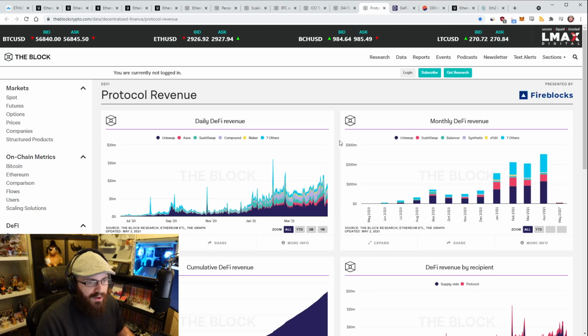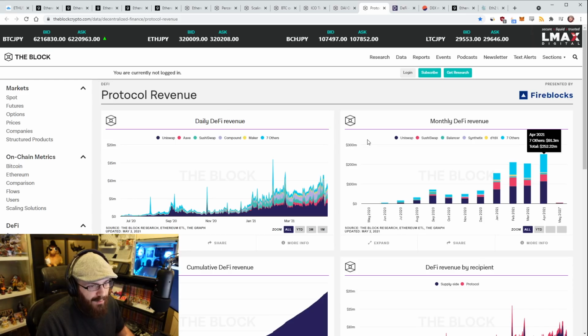And that's revenue, I guess, not for the token holders specifically. Maybe it is the token holders. Actually, no, this is daily, so I don't think it is the token holders. I think with this, it's just basically the total revenue that the protocol is generating, whether that be for liquidity providers or token holders. And you can see here just a breakdown of the monthly DeFi revenue.